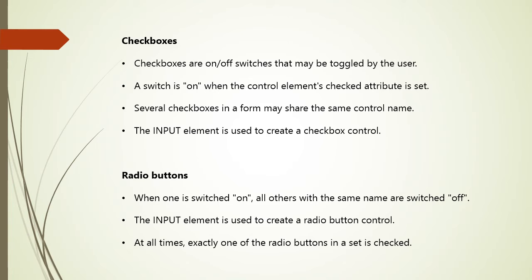Consider radio buttons. They are like checkboxes except that when several share the same control name, they are mutually exclusive. When one is switched on, all others with the same name are switched off. The input element is used to create a radio button control. If no radio button in a set sharing the same control name is initially on, then user agent behavior for choosing which control is initially on is undefined. At all times, exactly one of the radio buttons in a set is checked. If none of the input elements of a set of radio buttons specified checked, then the user agent must check the first radio button of the set initially.